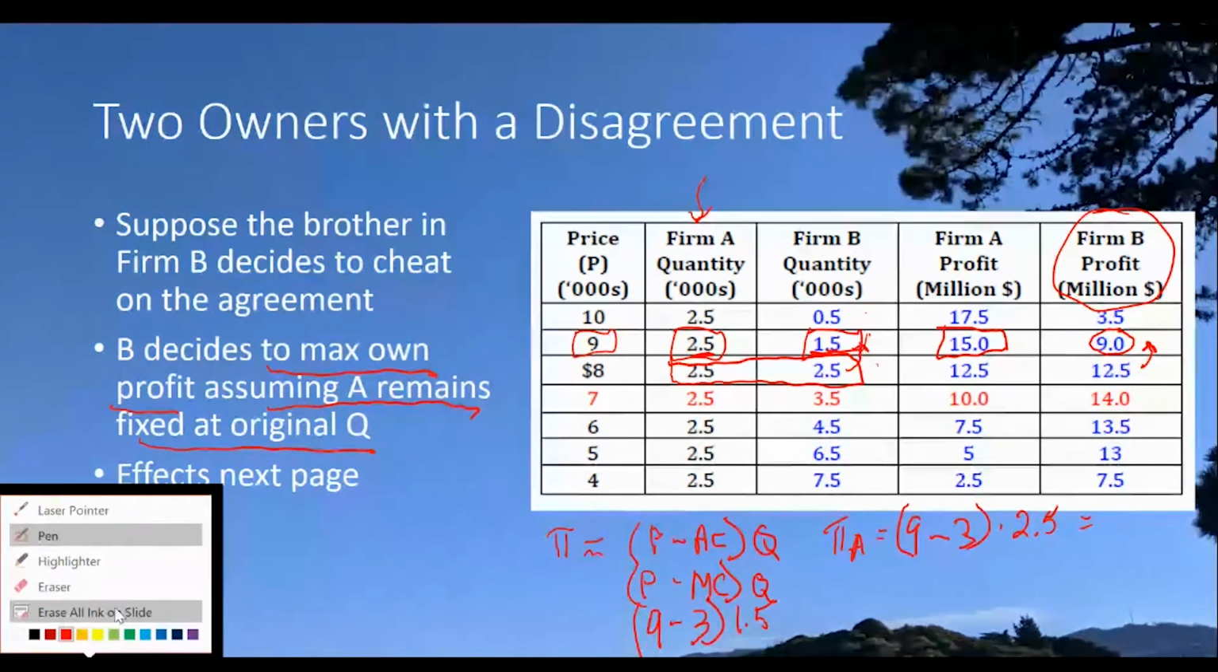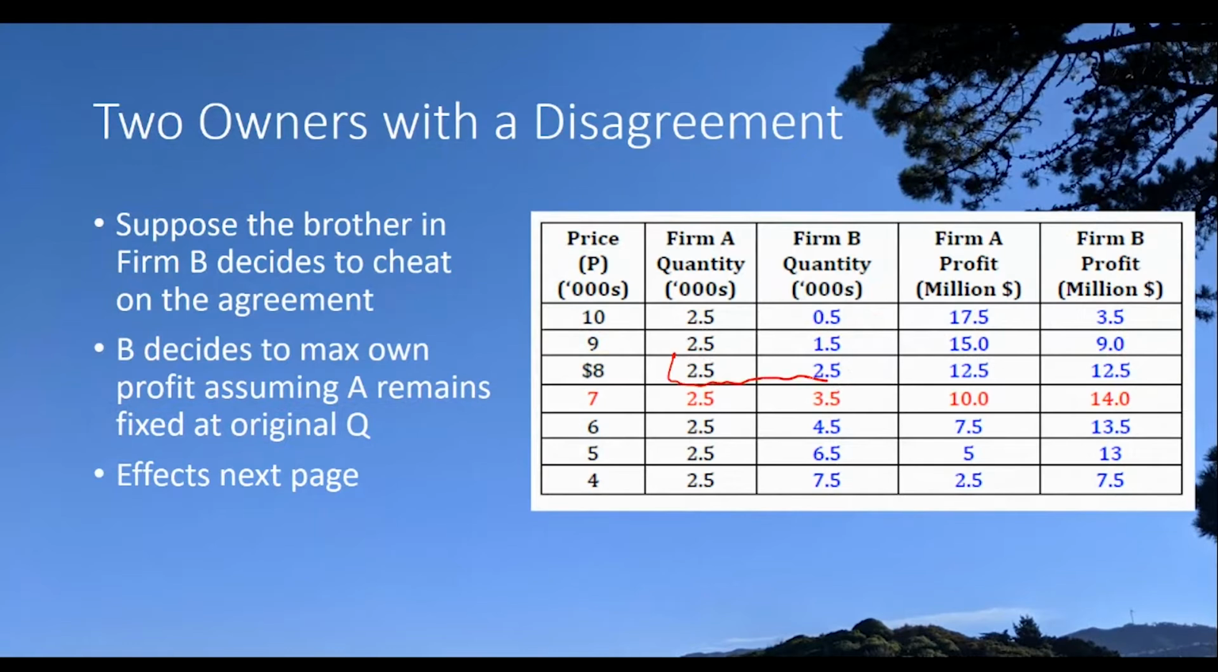Okay, but let's work in the opposite direction. Let's suppose that the brother decides to increase output. So again, starting point, colluding right here. But now let's imagine that the brother decides to increase output from 2.5 to 3.5. Now, again, because 1,000 units of extra diamonds are being produced, in order to sell them, the price of the good, according to the demand function, has to come down to 7. All right, now, when we do the profit calculation for B, we're going to be equal to the price, which is now 7, minus the cost, which is 3, times the quantity, which is now 3.5. And that is going to be equal to the 14 over here, 14 million. And that's where that number is coming from.